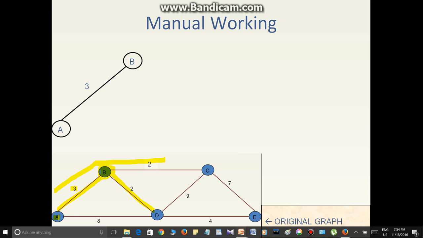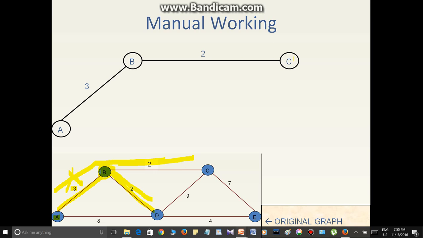Remember guys, the node which is visited need not be considered. So I'm not going to consider this A. Also remember guys, Dijkstra's algorithm will visit each and every node in the graph. So let us come back here. From B we have 2 here and 2 here. Both are the same, so I can take any of these and I'm taking B to C. So B to C, the cost is 2.